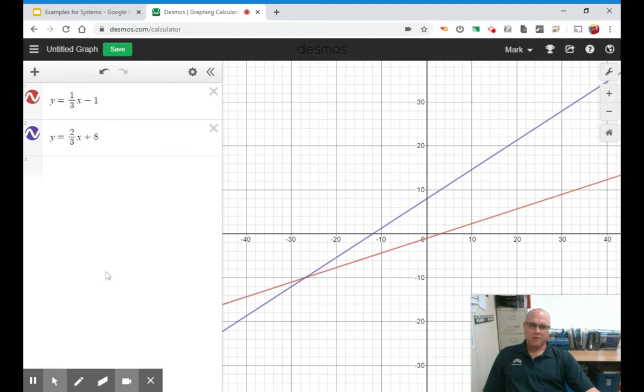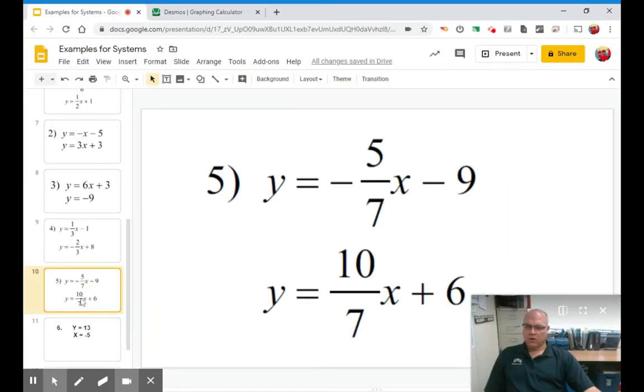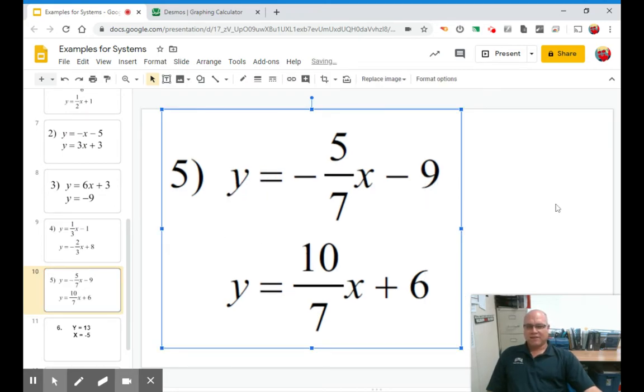All right, did your predictions come true with the lines? And then did you get the point of intersection to be (negative 27, negative 10)? That's our solution to this system. All right, we are on a roll. Let's try this one. y equals negative 5/7 x minus 9, and then y equals 10/7 x plus 6. Predict what those lines are going to look like, and then let's find the solution for this system of equations.